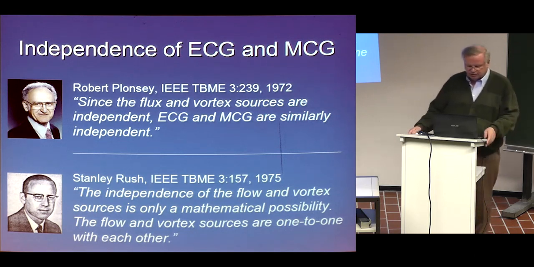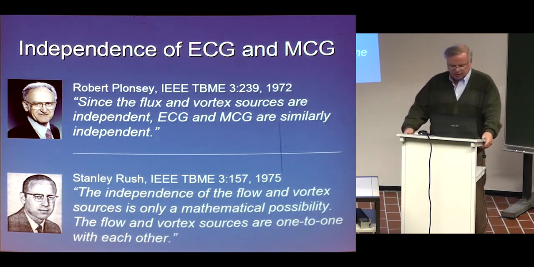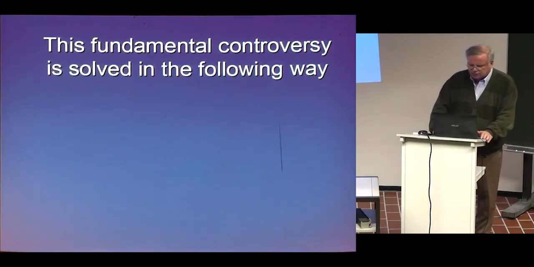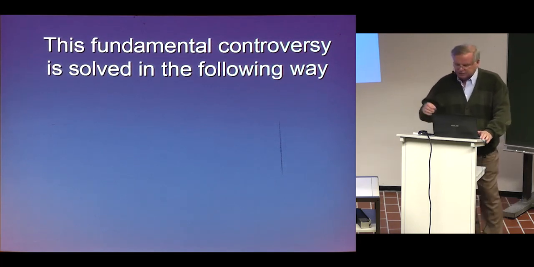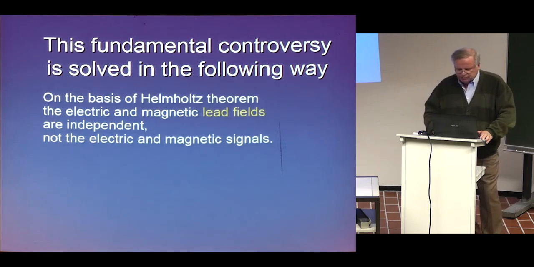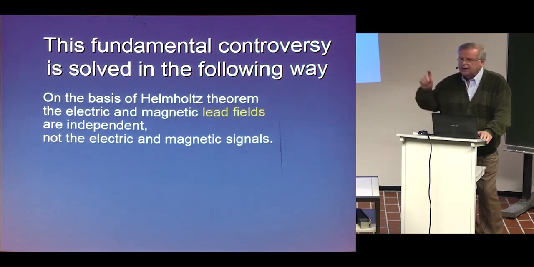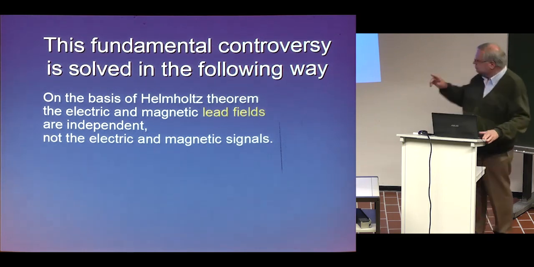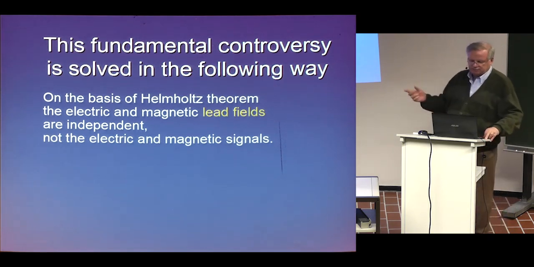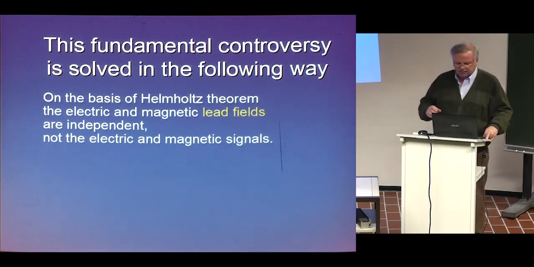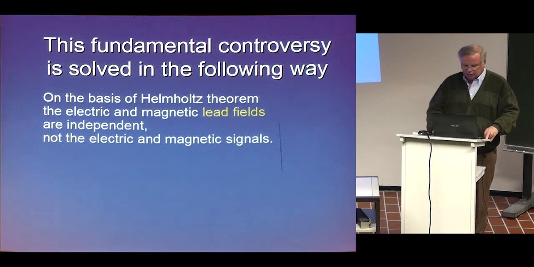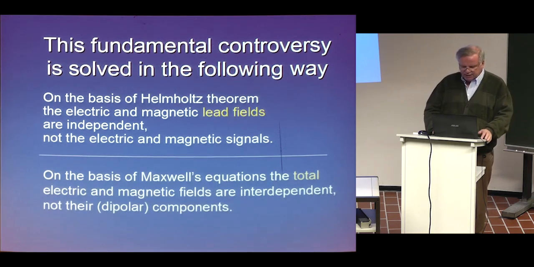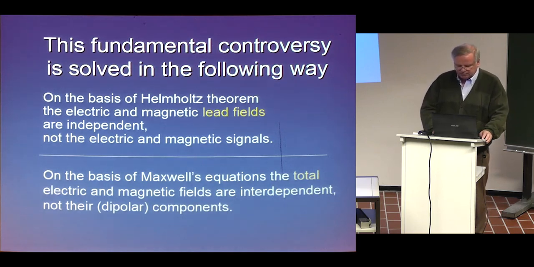Practically, it was found that when looking at the ECG and MCG, they are somehow similar, but there are some differences. So what is the solution for this? The fundamental controversy in this issue is solved in the following way. This is my solution to the problem. On the basis of the Helmholtz theorem, the electric and magnetic lead fields are independent, not the electric and magnetic signals. So the sensitivity distributions of electric and magnetic fields, the lead fields, are independent. But as I showed before, the electric and magnetic signals are only partially independent. On the basis of Maxwell's equations, the total electric and magnetic fields are interdependent, not their dipolar components.